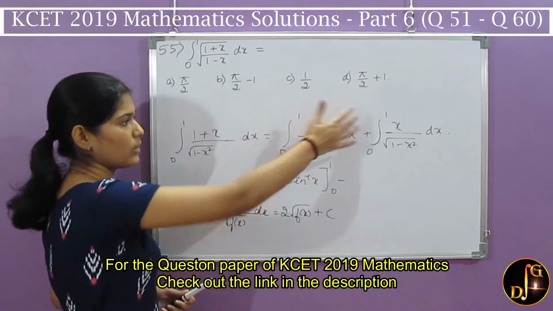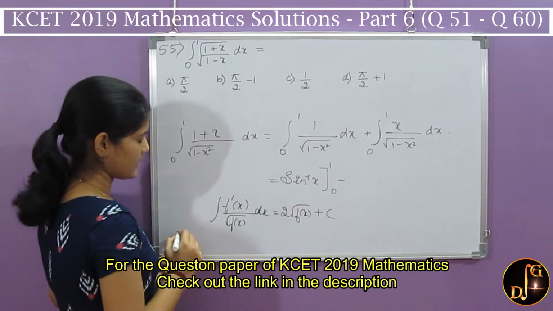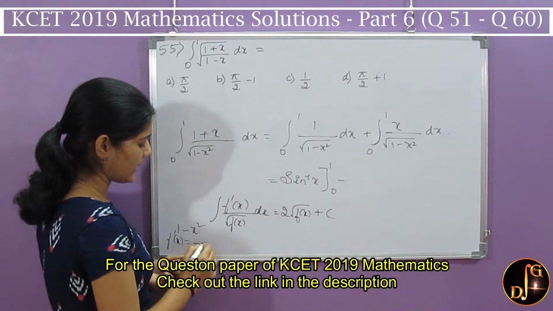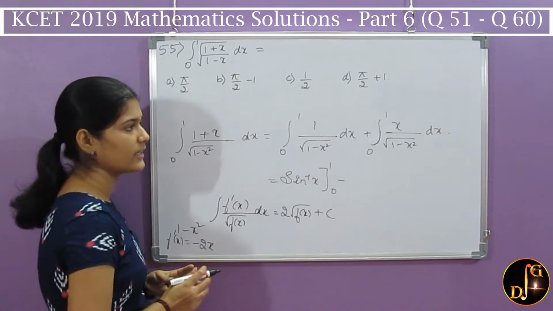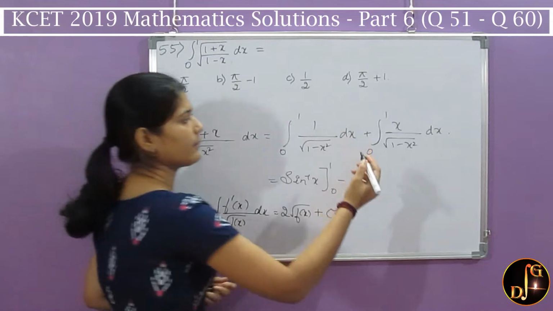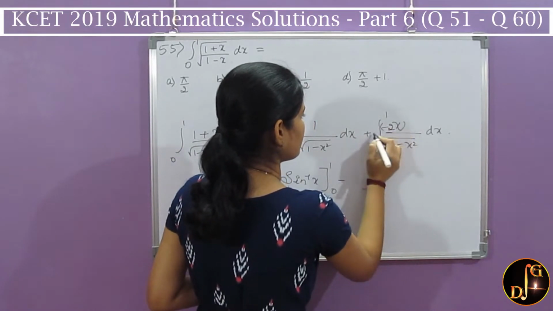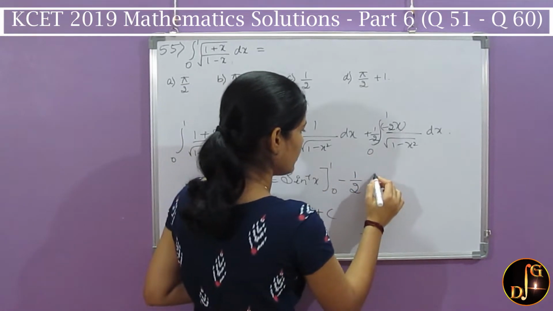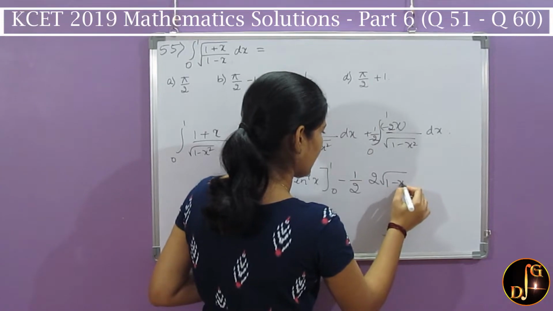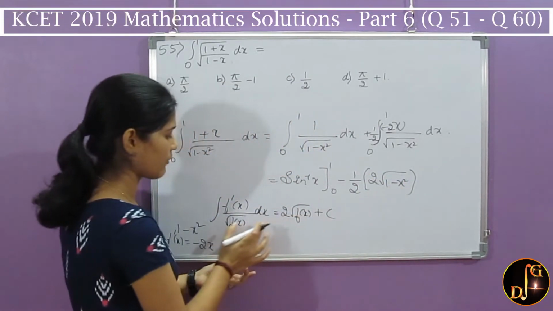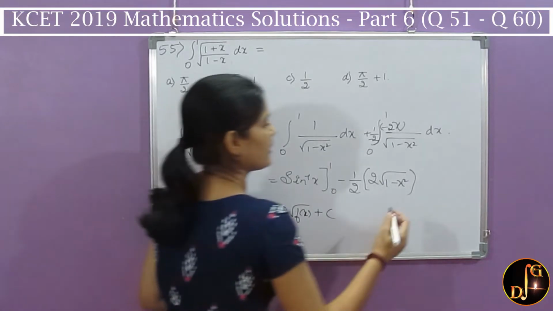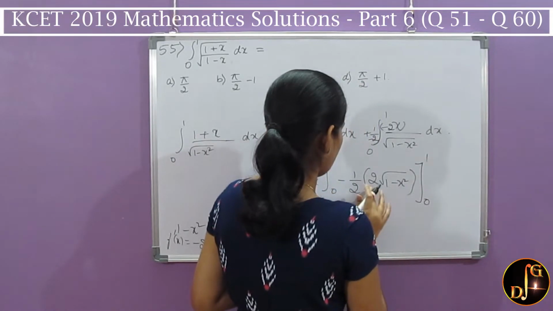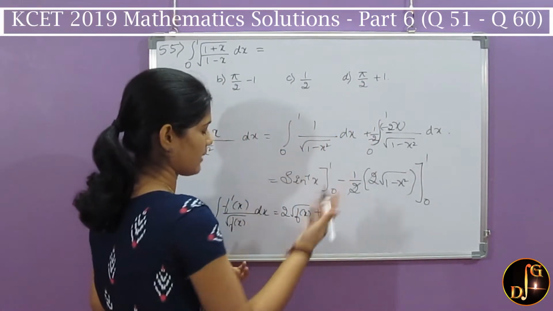If we apply this formula for that, then f of x is 1 minus x square. Then f dash of x will be minus 2 into x, right? Here we have just x, so multiply and divide by minus 2. Then we will get minus 1 by 2 into 2 root of 1 minus x square. Because here f of x is nothing but 1 minus x square. And we have the limits, that is 0 to 1. Here 2 get cancelled.